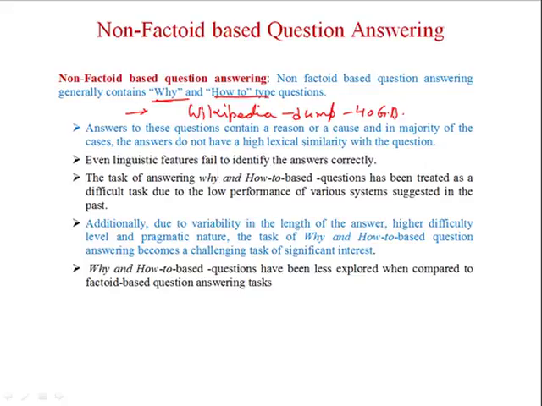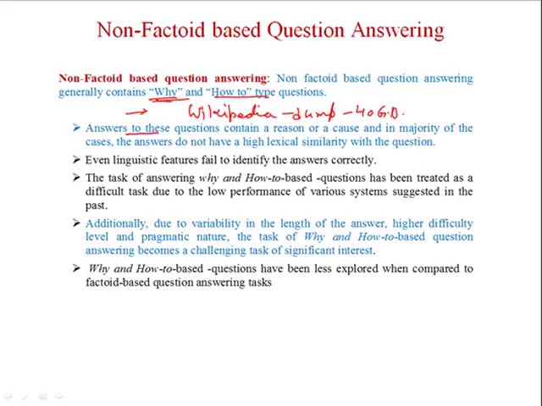So the first task will be identifying the candidate documents, or a set of candidate answers, and after that, in the next step, identifying or ranking the answers based on the nearness to the given question. So this is a two-step process.